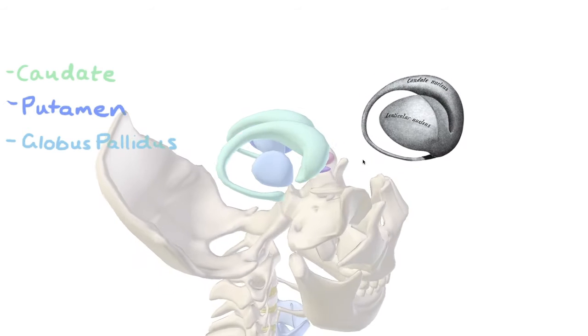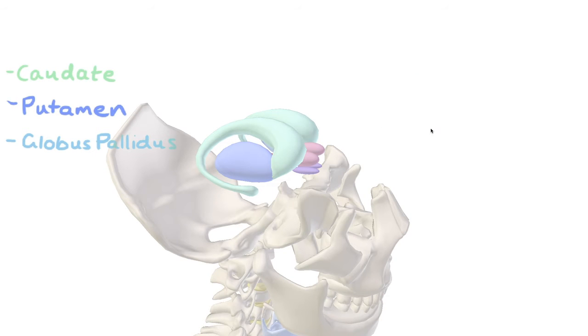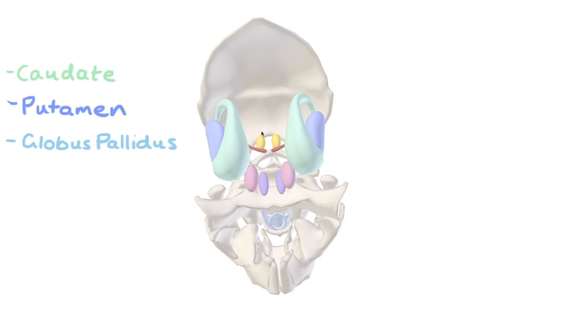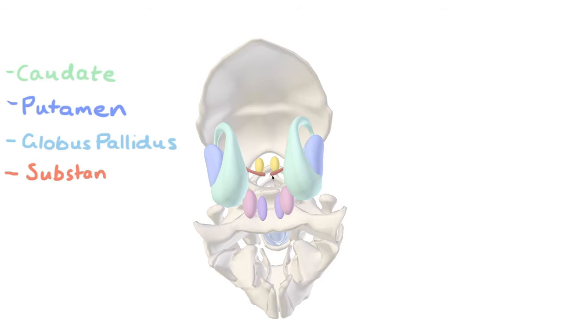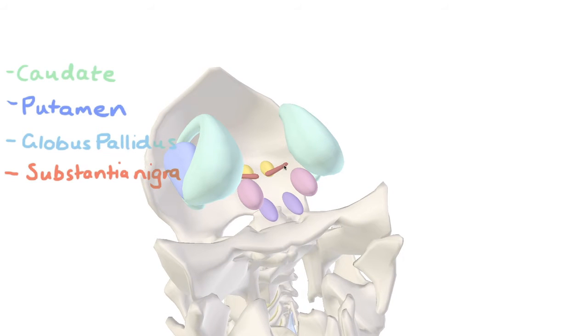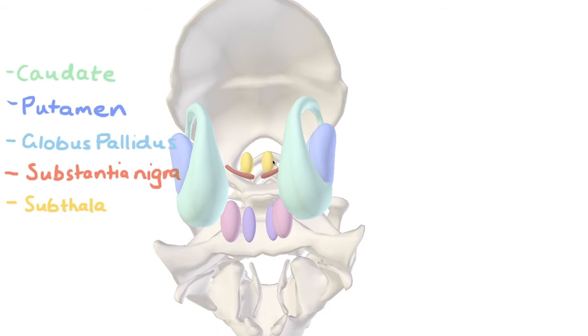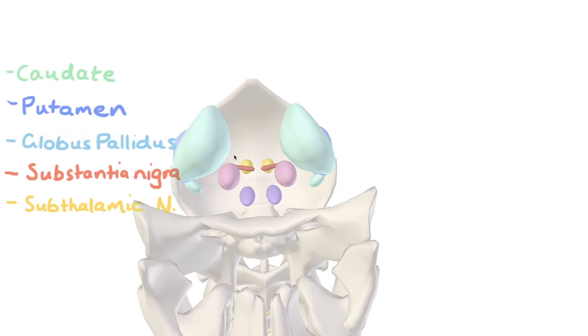To make things a little bit more confusing, the caudate nucleus and the lenticular nucleus together are known as the striatum, or the dorsal striatum to be more precise. Let's have a look at the other parts now. Next cab off the rank is the substantia nigra. They're embedded in the midbrain, so we can only see them here now because we've got rid of the midbrain already. Next to that, the subthalamic nuclei, which true to the name, sit underneath the thalamus, which sits up here.